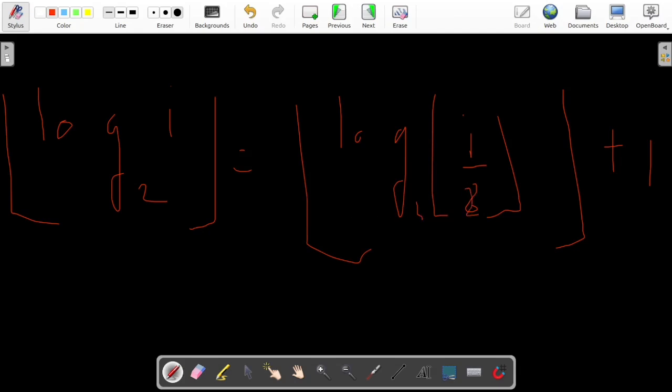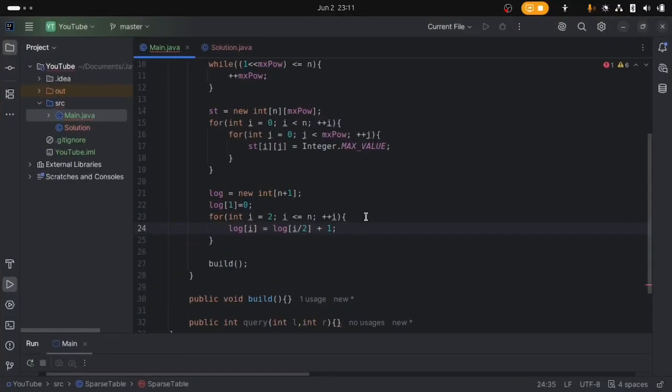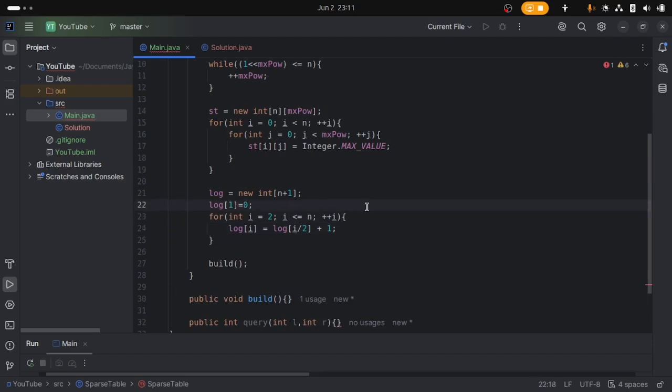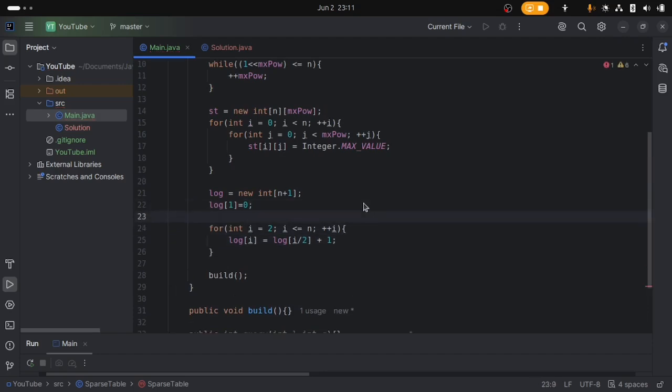Okay, fine. So now you get how this equation comes, and what this equation is denoting: the maximum power of 2 which will fit in a segment of length I is equal to log of I by 2 to the base 2 plus 1. So that's why in code I have written log of I by 2. Of course, this is an integer division, floor. This is also an integer, plus 1. It seems unintuitive at first. You can even draw this on a notebook and see how the powers of 2 are constructed.